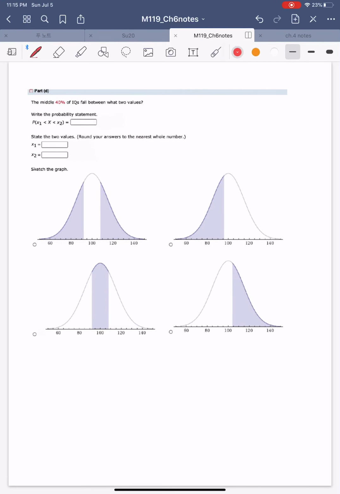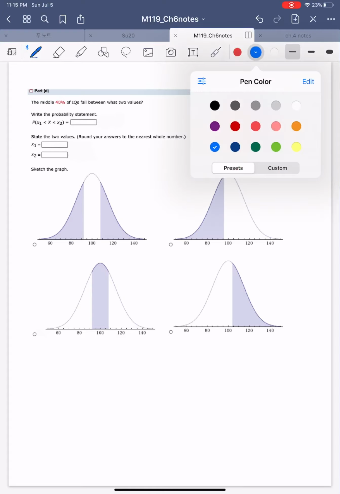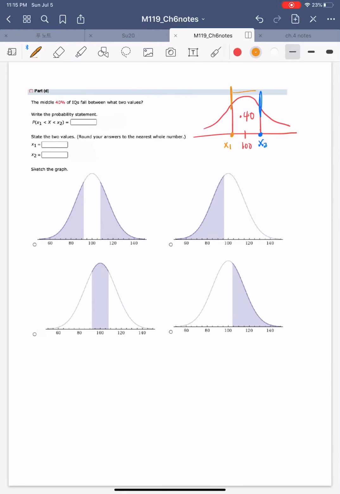All right, last question. The middle 40%. This time they give you the middle 40%. So graph it. Let's say this was 100, middle 40%. They want you to look for those two, x1 and x2. x1 here and then x2 here. What are those two boundaries, right here and right here, that represent the 40%?